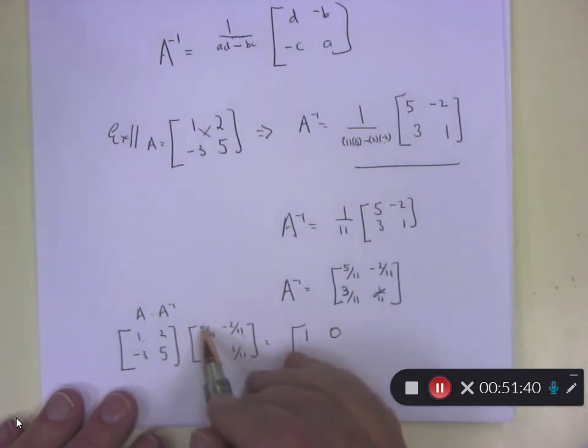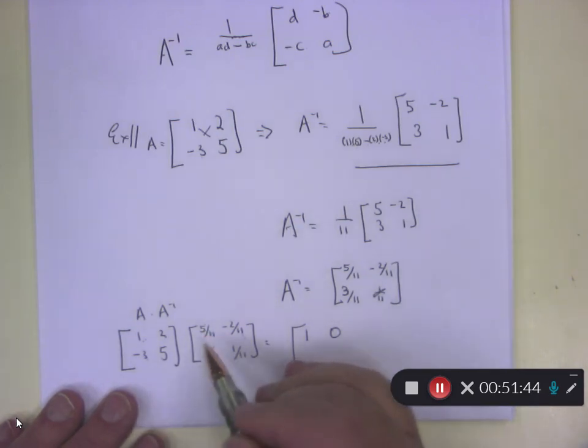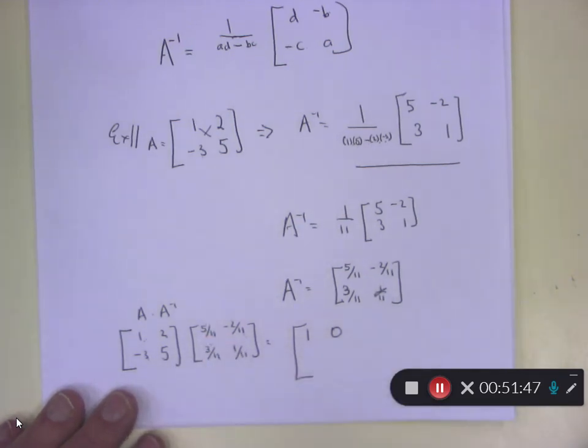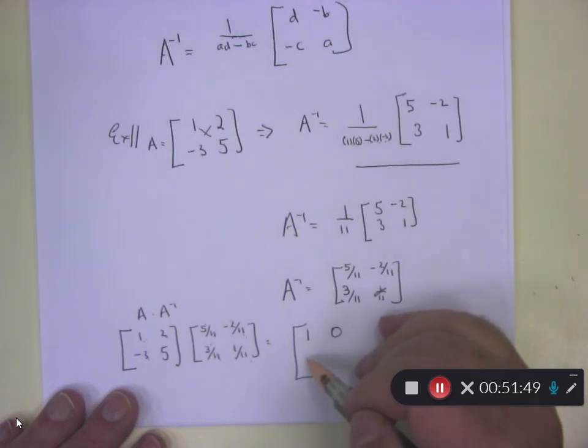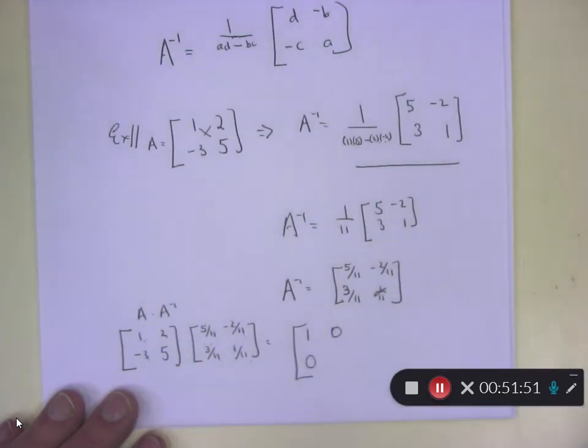Negative 3 times 5 elevenths is negative 15 elevenths. 5 times 3 elevenths is positive 15 elevenths. Negative 15 elevenths plus positive 15 elevenths is 0.